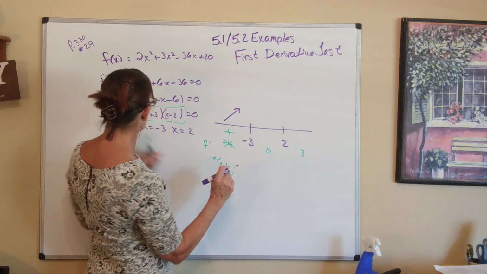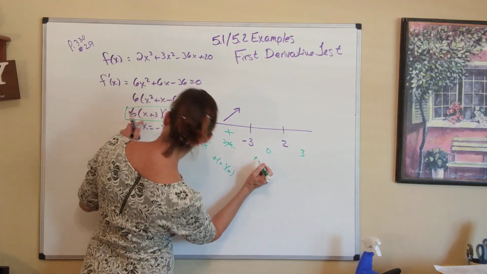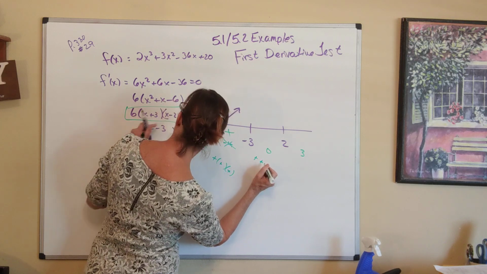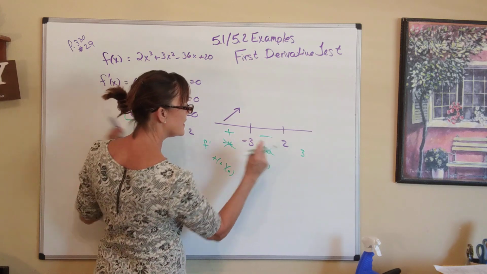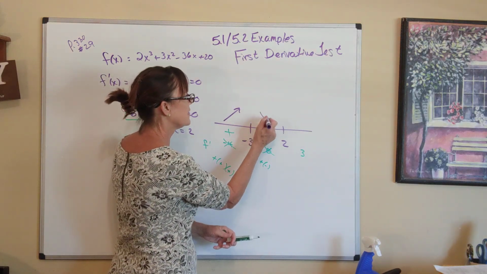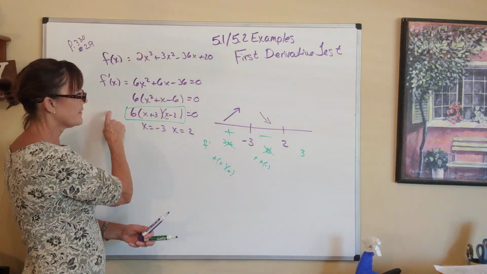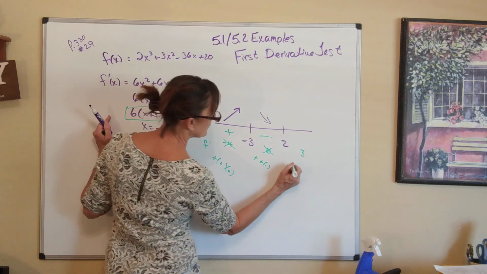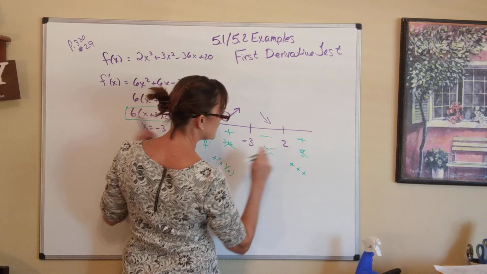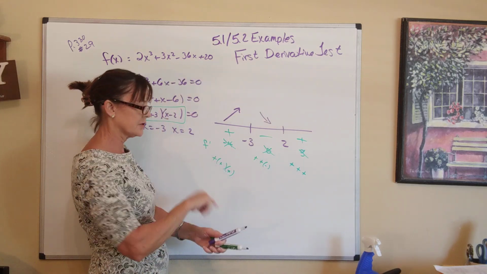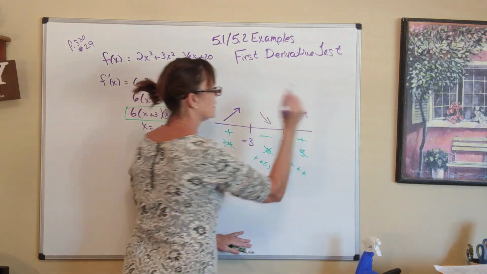How about 0? Well, 6 is a positive number. When I put in 0, 0 plus 3 is positive. 0 minus 2 is a negative. A positive times a negative is a negative, and that tells me that the function is decreasing during this time. When I plug 3 into the first derivative, 3 plus 3 is positive, and 3 minus 2 is positive. I get a positive when I plug it into the first derivative. What does that tell me? It tells me that the function itself is increasing during this time.